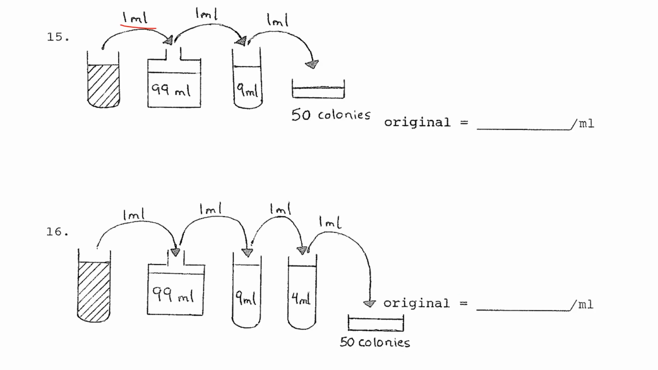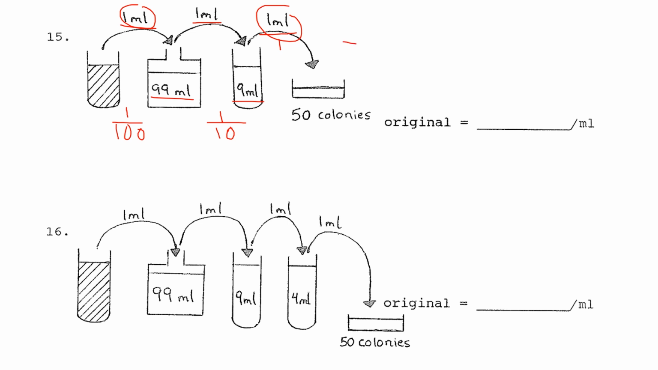We put 1 mil into 99. Our total volume for this dilution is 100, and because we added 1 mil of our sample, it's 1 over 100 for dilution. This one, 1 into 9, right? So total volume is 10, dilution is 1 to 10. We added 1 mil of this, right? So this is 1 out of 1.